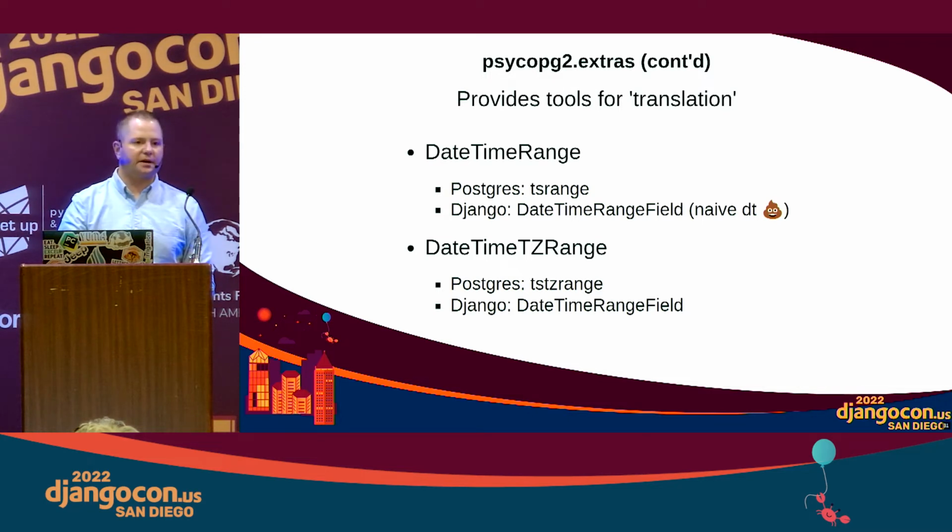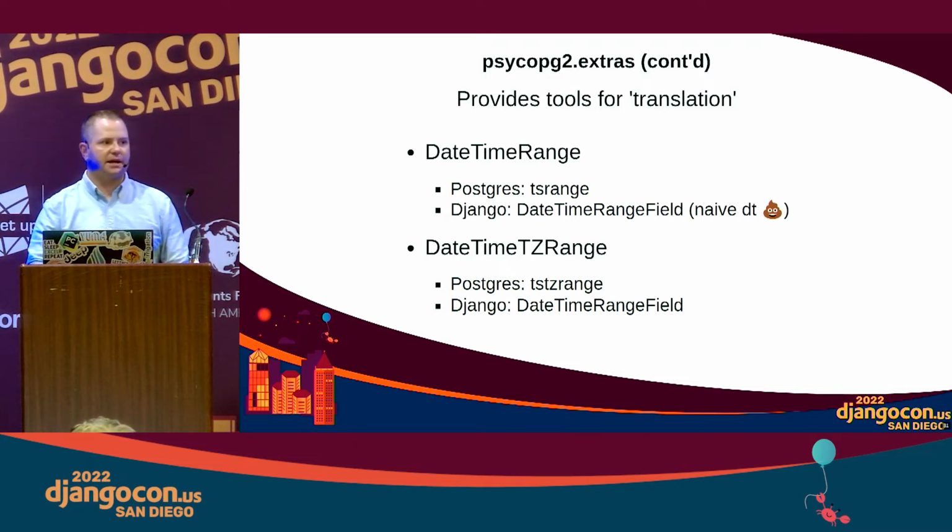So the date time range, unless you're using naive date times, you're probably never going to use that. I wouldn't recommend it. For most things, if you're using time zones, use the time zone TZ range from psycopg2 extras. And as you can see here, this shows the equivalent Postgres and equivalent Django fields that these map to.